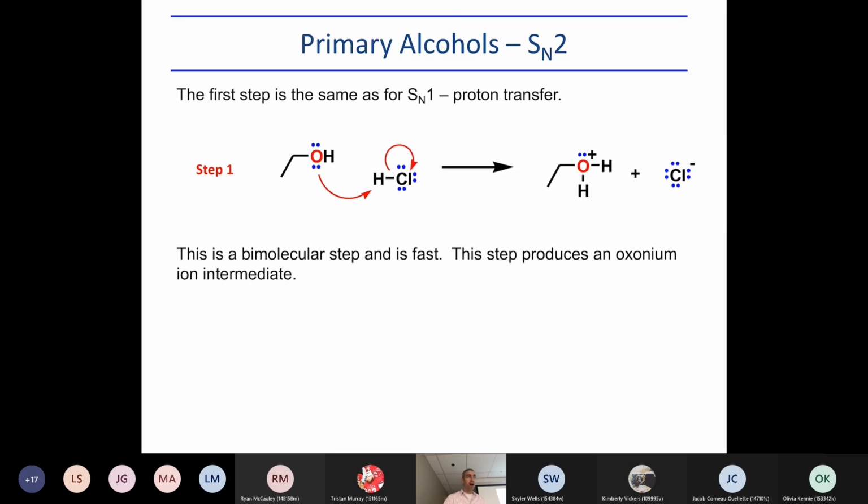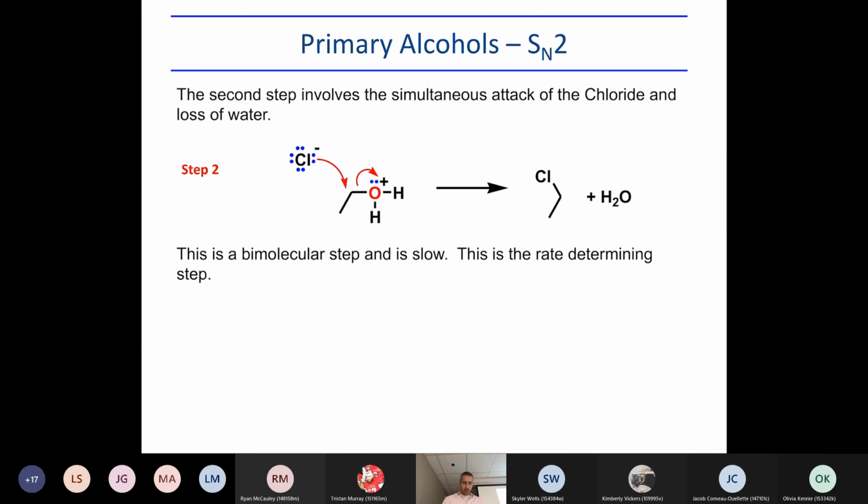All right, so this is what happens for primary alcohols: you protonate the alcohol with HCl, you make the oxonium ion, just like before. This is fast. Then the nucleophile just attacks, knocks off the leaving group. This is a straightforward, textbook, run-of-the-mill SN2 reaction. You would get inversion, but primaries can't be chiral centers anyway, so we don't even really have to worry about the fact that this is an inversion, because it only happens for primaries.